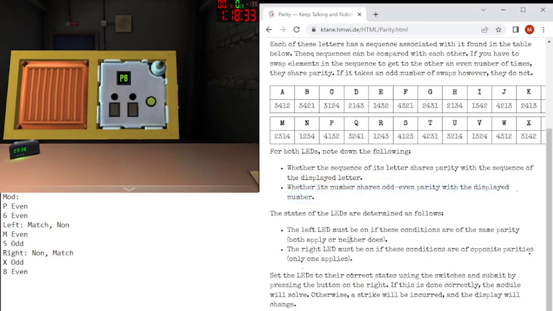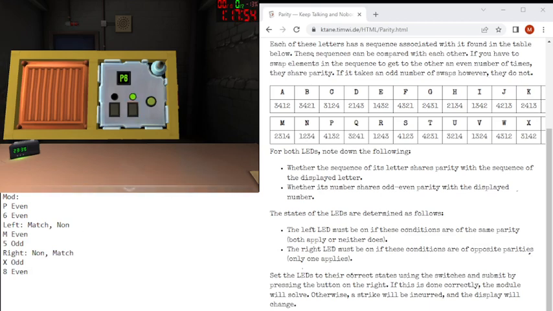And then the states of the LEDs are determined as follows. The left LED must be on if these conditions are of the same parity, either both apply or neither does. So this is a match and a non-match. Those two are different from each other. That means the left LED must be off, right? If these two were the same, either two matching or two non-matching, we would turn the left LED on. But as it stands, we just want to leave the LED off as it is right now. Whereas the right LED must be on if these conditions are of opposite parities. So since we have two different ones here, that means the right LED wants to be on.